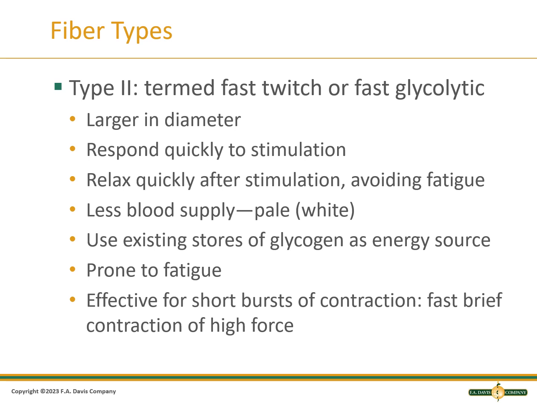And instead of oxygen, type 2 fibers use existing stores of glycogen as their energy source. And because of that, they're very prone to fatigue, and that's part of why they have the quick release after stimulation. Type 2 muscle fibers are effective for short contractions of high force, but they can't maintain that for a prolonged period.